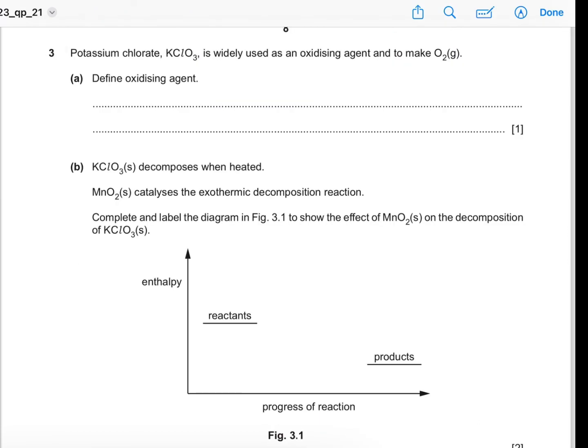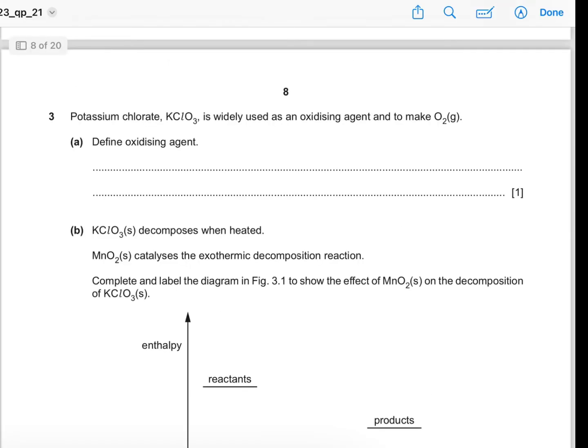Question 3. Potassium chlorate is widely used as an oxidizing agent and to make oxygen gas. Define oxidizing agent. This is a substance that oxidizes another substance and gets reduced itself. The reason I say substance is because the oxidizing agent can be in the form of an element, an ion or a compound.